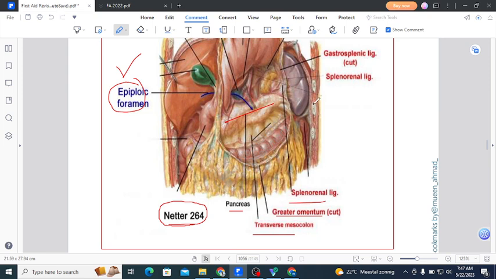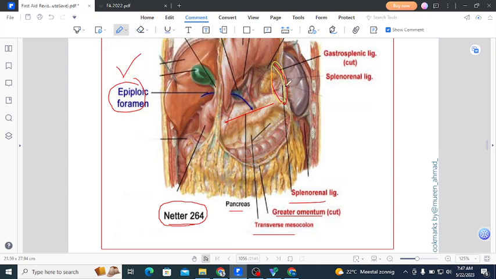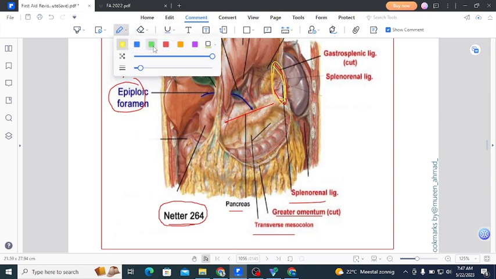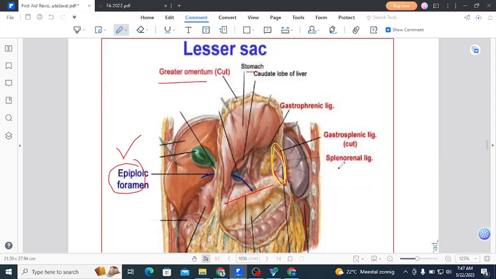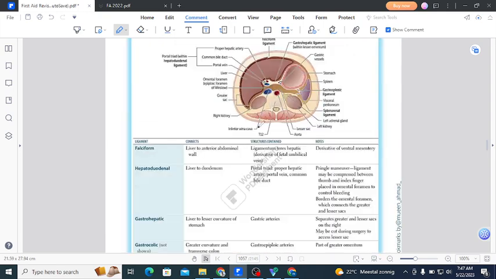Then the splenorenal ligament is present over here. This is the splenorenal ligament. I guess now it is more clear. This is the splenorenal ligament over here. Then we have the gastrosplenic ligament that has been cut, and the gastrophrenic ligament is connecting the stomach with the diaphragm. Then we have this diagram.